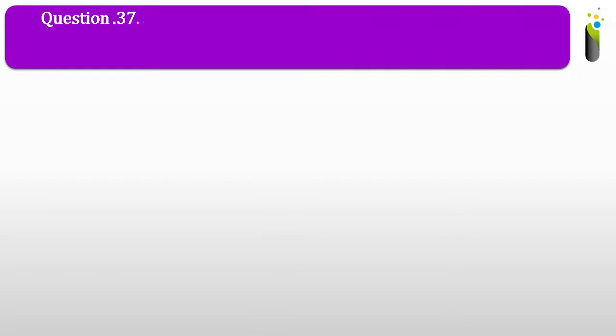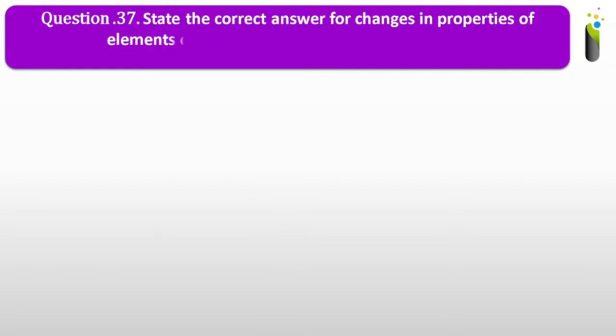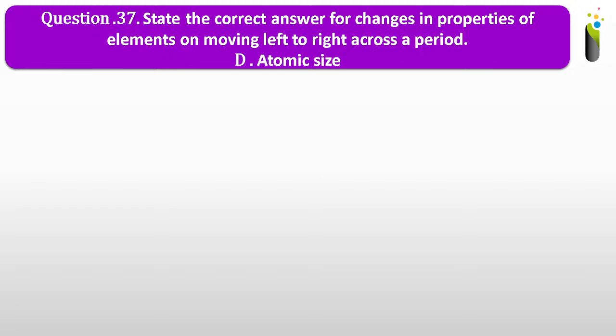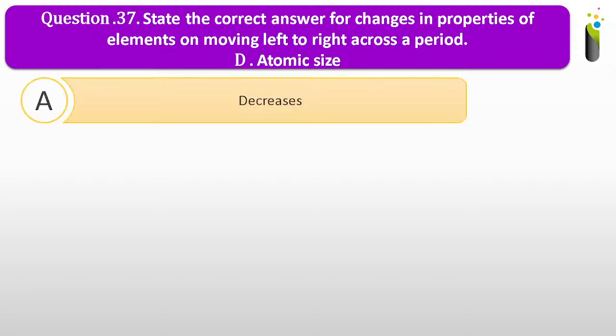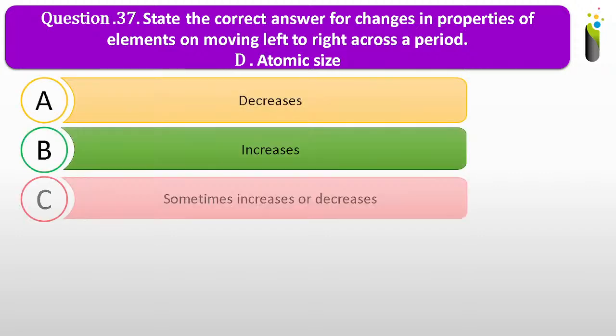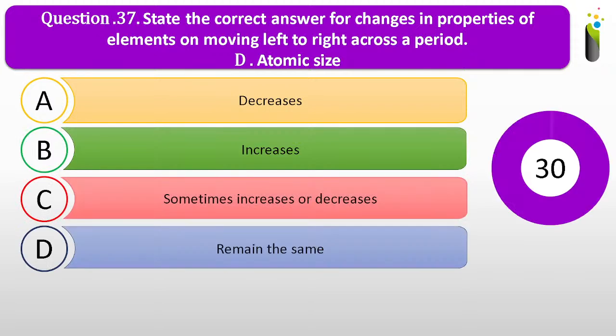Coming to the next, state the correct answer for changes in properties of elements on moving left to right across a period. And the sub-question D is about atomic size. A, it decreases. B, it increases. C, it sometimes increases or decreases. D, it remains the same. So answer me for question number 37D.